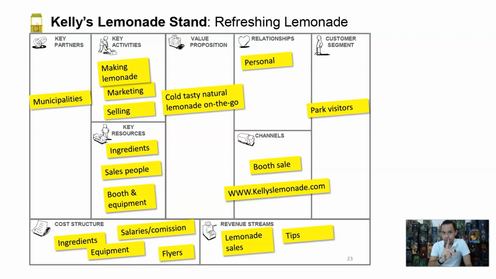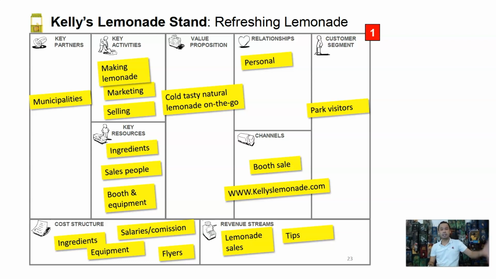Tetapi anda kena go one by one baru akan boleh buat. Pertama, tadi saya kata apa? The first thing, anggap ini adalah kotak kosong. And then key in the Kelly's lemonade. Pertama yang anda kena identify dia adalah customer segment.